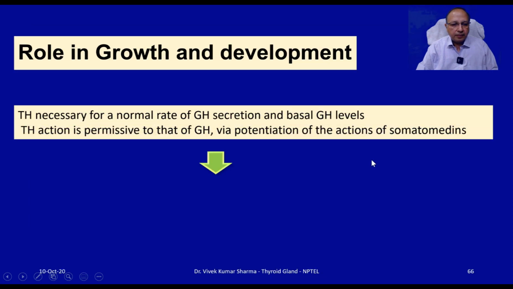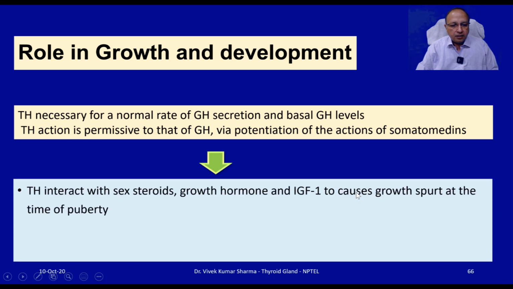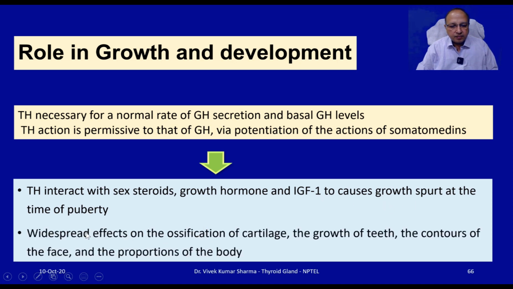Role in growth and development. Thyroid hormone is necessary for a normal rate of growth hormone secretion and the maintenance of basal growth hormone levels. Thyroid hormone action is permissive to that of growth hormone, and it causes the potentiation of the actions of the somatomedins. So thyroid hormone will interact, especially at the time of puberty, with the sex steroids, growth hormone, and insulin-like growth factor 1 or somatomedins to cause the growth spurt at puberty. The effects are widespread on the ossification of the cartilage, the growth of the teeth, the contours of the face, and the proportions of the body.